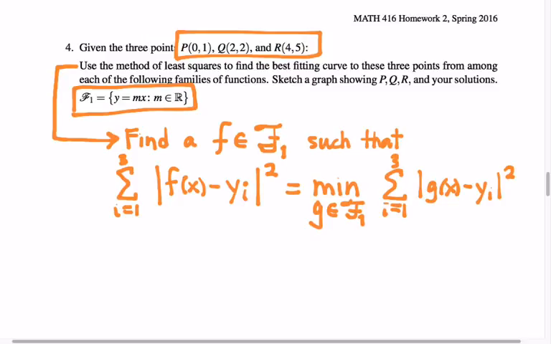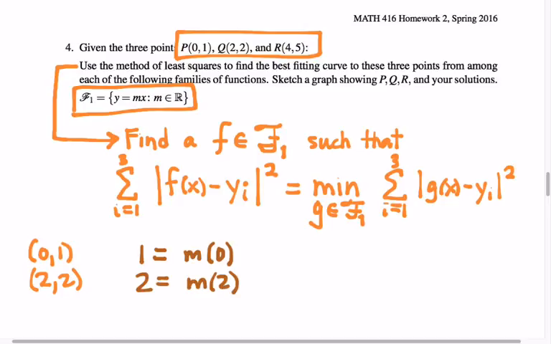So in this example, if I have a function y equals mx and I want it to pass through all three of these points, then in order for it to pass through the point 0, 1, for example, we would need 1 to equal m times 0. And already you can see that's a problem, right? Because on its face, it's going to give you a system of equations which is inconsistent. But never mind that. Let's forge ahead. 2, 2 is going to give you another equation. 2 is equal to m times 2. And then finally, 4, 5 will give us an equation. 5 is equal to m times 4.